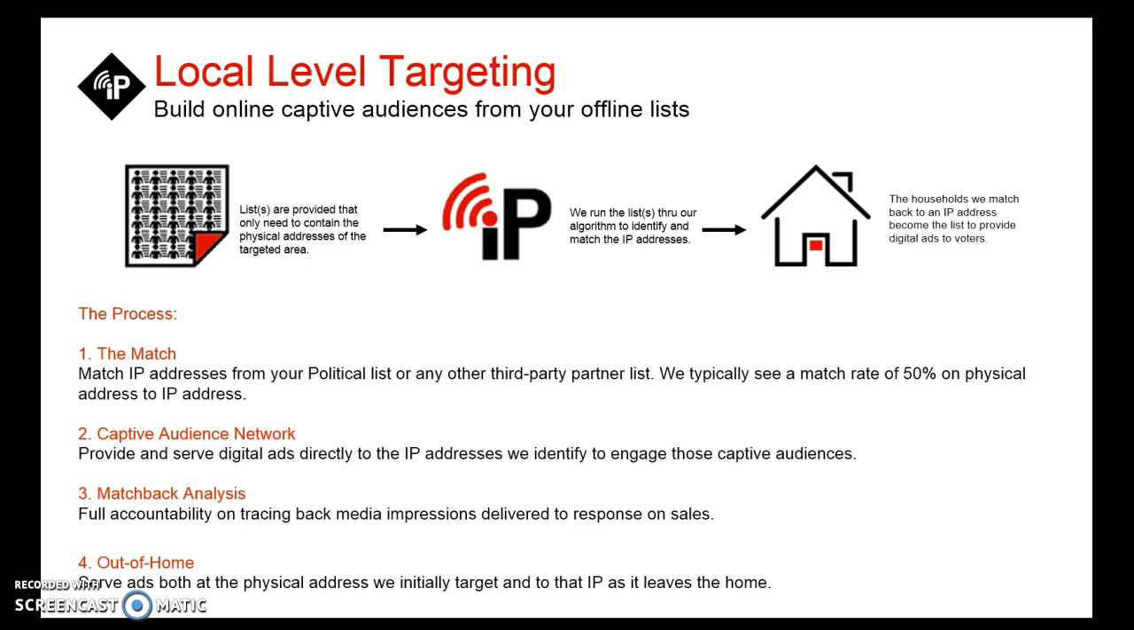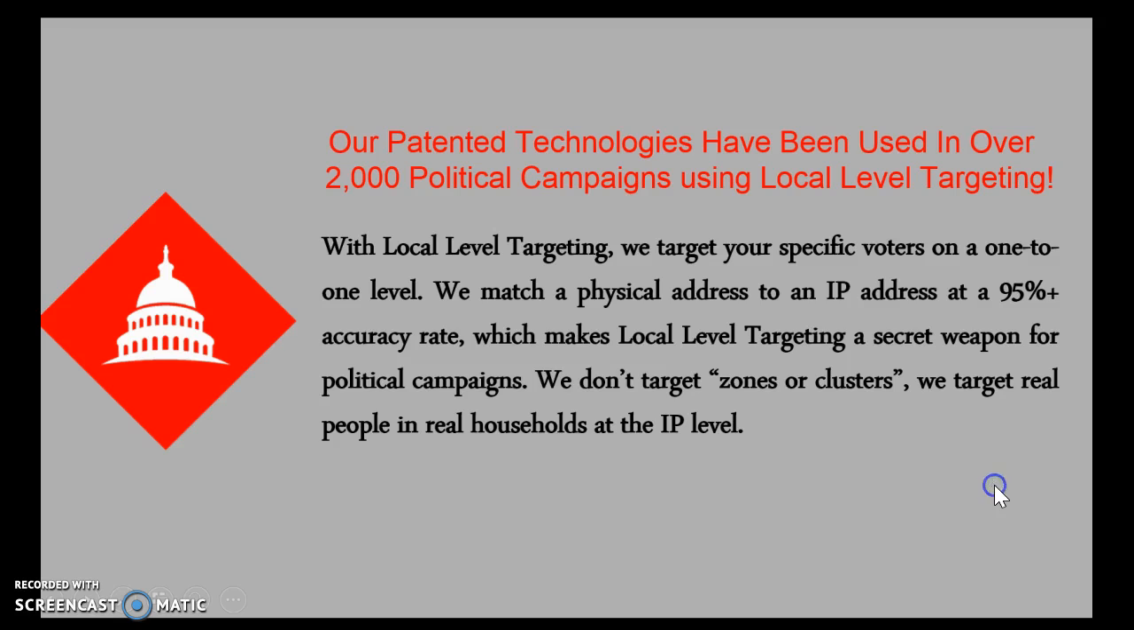We then take and capture the network again. We provide the digital ads associated with these IP addresses. We also have full accountability to keep track of what particular impressions were received by the individual voters or clients. This technology will also serve ads both at the physical location we initially targeted, and we will also target the IP addresses as they leave the home. So wherever they are, we can target them as well once we have their IP addresses targeted directly to the home level. This patented technology has been used in over 2,000 political campaigns all over the country.